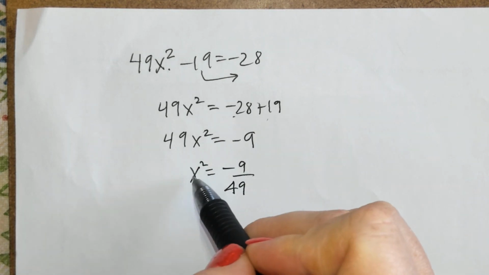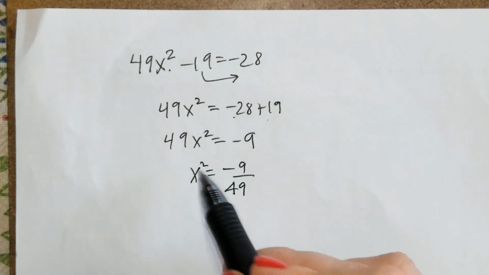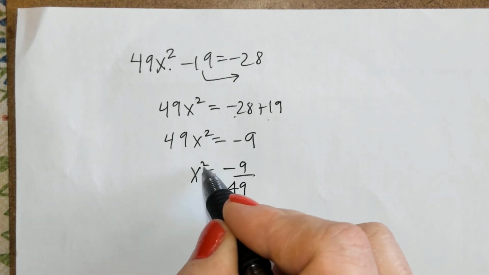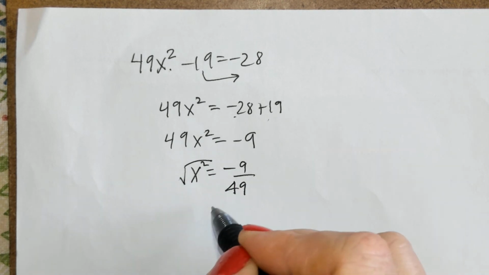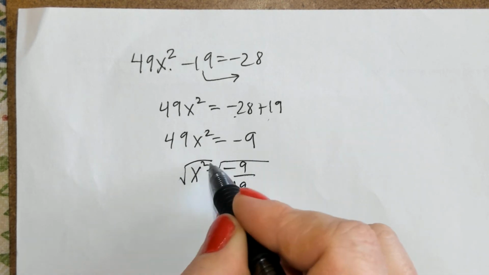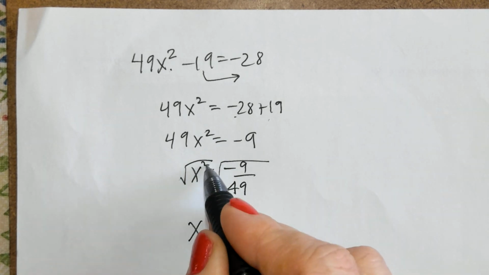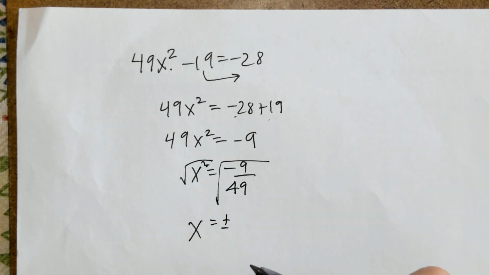And to completely isolate the x and get rid of the square, I'm going to do one of two things. You can raise it to the 1/2 power, or know that we can take the square root of both sides, and the square root and the square, when we see they cancel, they really turn into a 1. But I will have two answers. I'm going to represent that with a plus or minus.